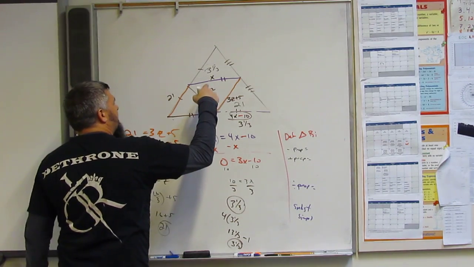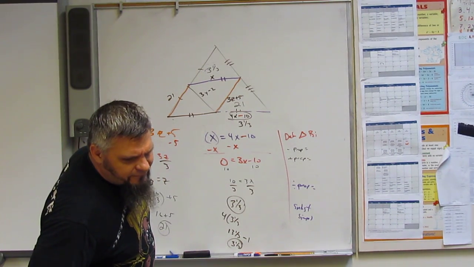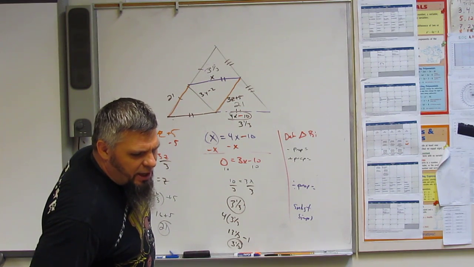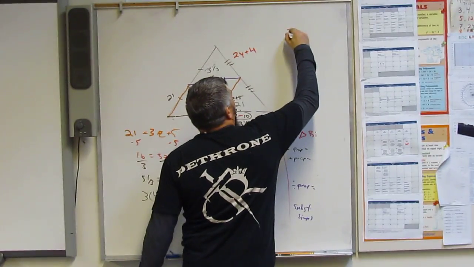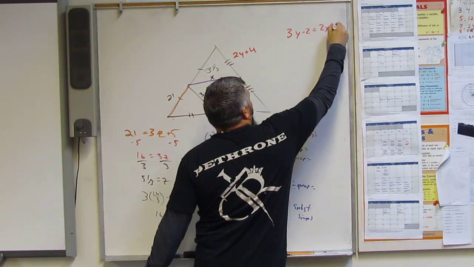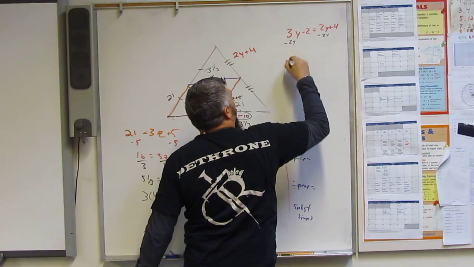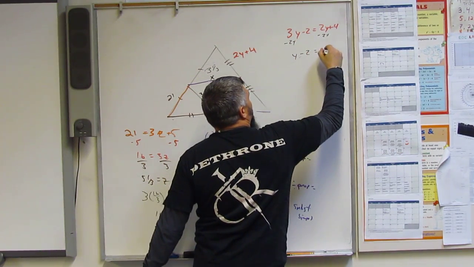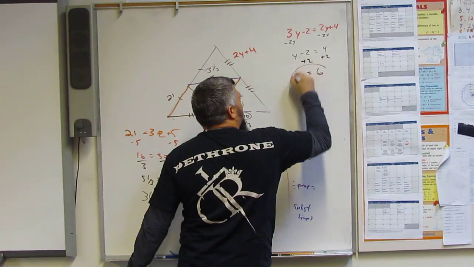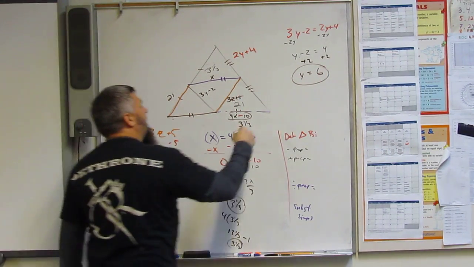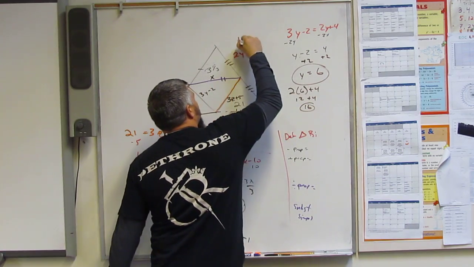And this last one, I'm maybe missing some information here. 3y minus 2 is equal to 2y plus 4. So subtract 2y, I get y minus 2 is equal to 4, plus 2, y is equal to 6. Okay? And when I plug it back in, I have 2 times 6 plus 4, and that's 12 plus 4, which is 16. So this is 16.